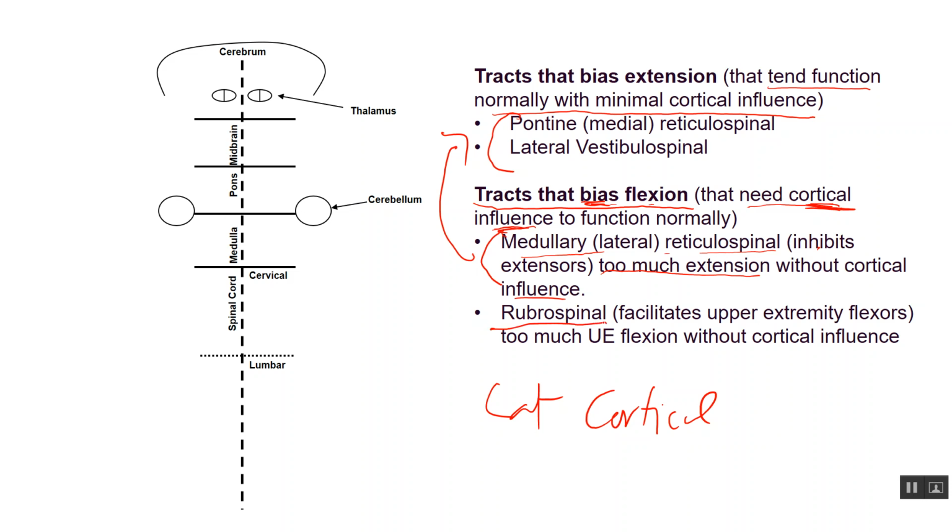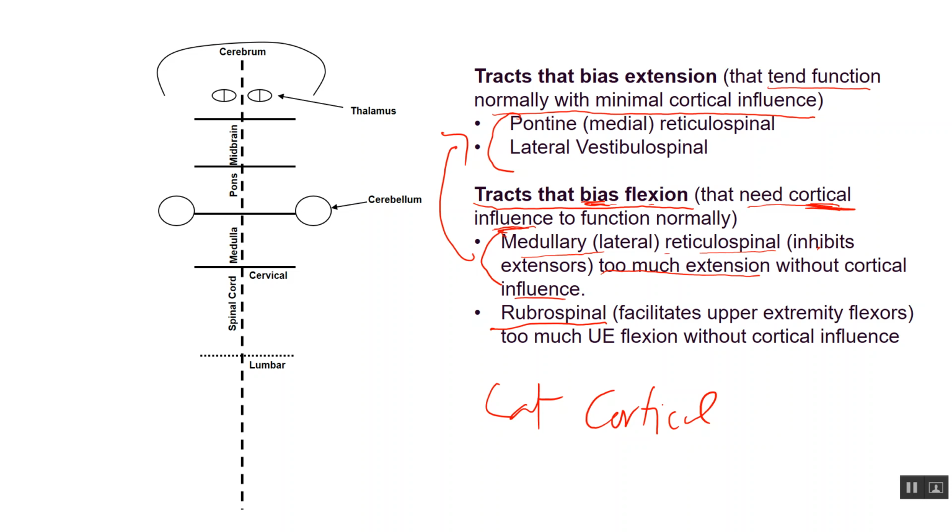The rubrospinal tract is a little different. It facilitates upper extremity flexion, and it requires cortical influence to maintain the right amount of excitation of upper extremity flexors. When you lose the cortical influence, the rubrospinal tract causes too much upper extremity flexion. It works too hard when it doesn't have the cortex telling it to stay at a certain level. Not up here, but in the middle. We want a certain amount. So when you lose that, you have too much flexion of your upper extremities.